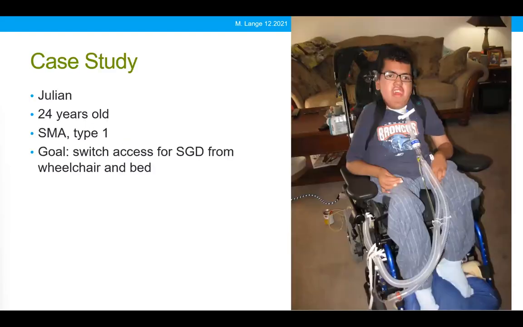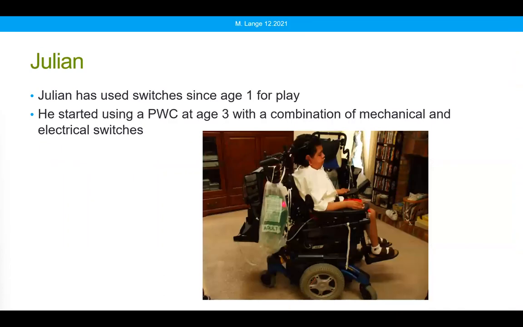So real quick, this is Julian, and we've seen him in a few other pictures when he was younger. He's now 24 and he has type 1 spinal muscular atrophy. And his goal was to be able to access a switch for his speech generating device from wheelchair and bed. He used to use a power wheelchair. He does not anymore. It was becoming more difficult for him and he chose to stop. And so he's in his manual chair here.